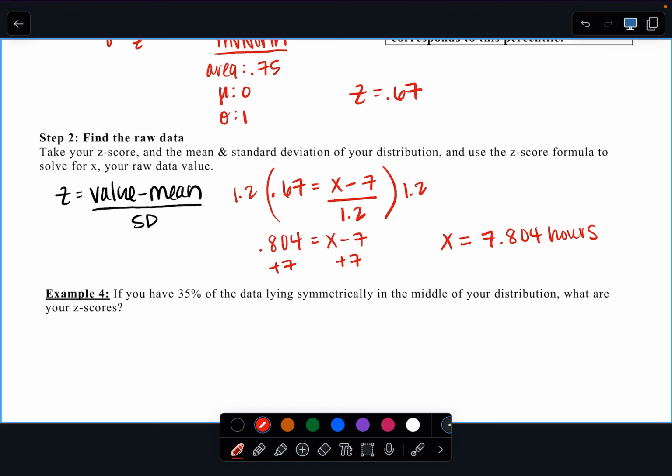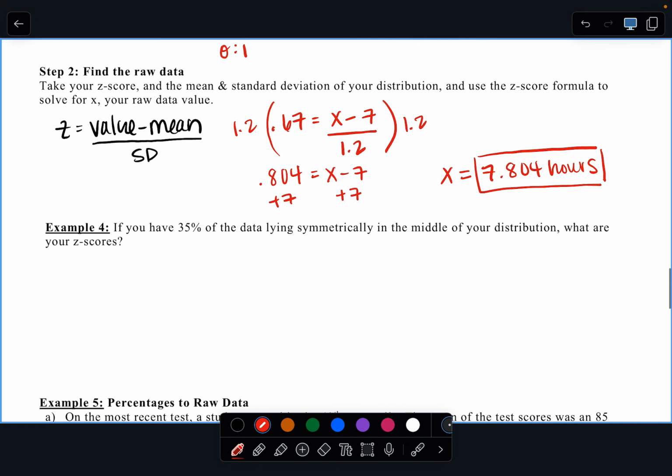So in total, we get a value of 7.804 hours. You do have to include units. We are talking about hours of sleep. You could even go as far as saying hours of sleep, and it would work just the same.